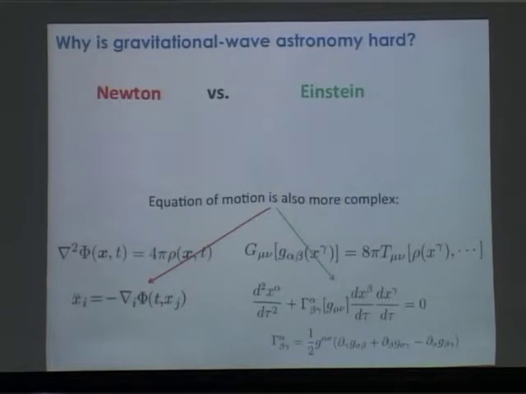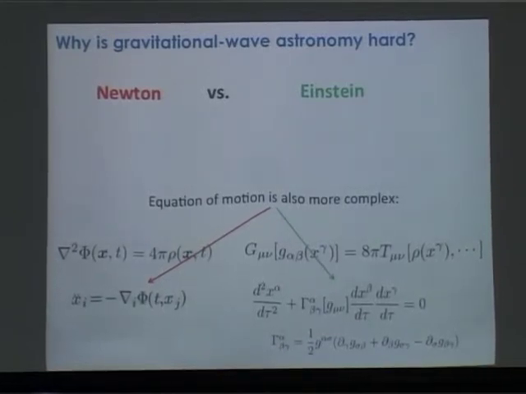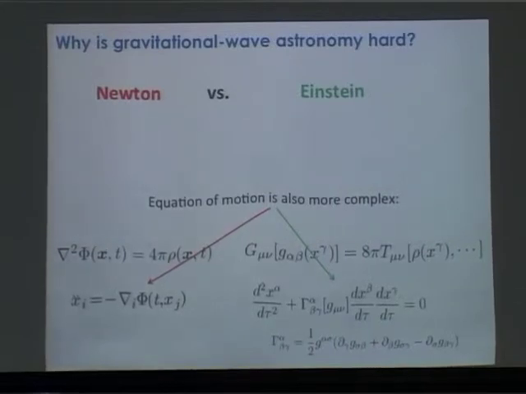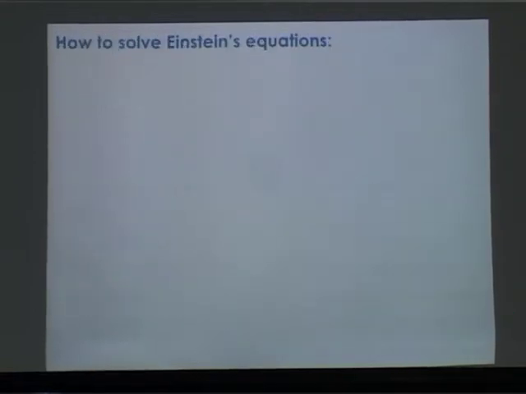In addition to the field equation being more complex, the equation of motion is also different. Once I know what the field is everywhere, how do I compute the motion? In Newtonian gravity, it's very simple. You solve this equation, get the potential, and then take the gradient of that potential, and that tells you the acceleration of your mass everywhere where you know the potential. In relativity, you have something similar, but your equation is more complex. You now have several more equations, and they depend on this metric tensor, so it's a little bit more complicated.